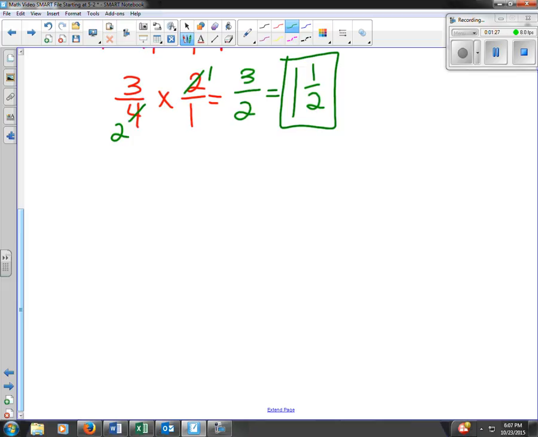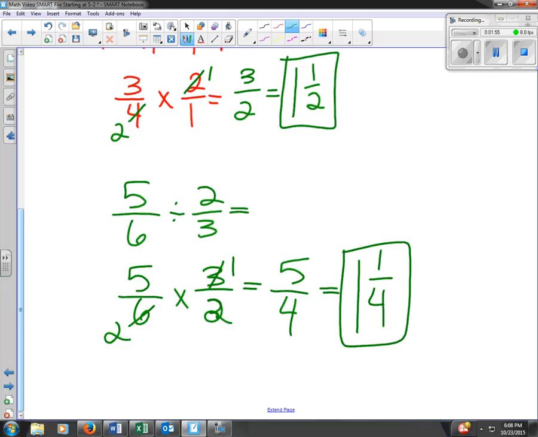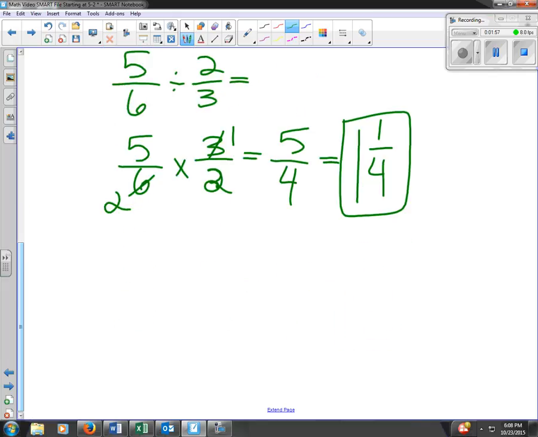Let's keep going. Let's say I have 5/6 divided by 2/3. So again, keep the 5/6, change to multiplication, flip to 3/2. Cancel things out if you can, make your life easier, and you get 5/4, because 5 times 1 is 5, 2 times 2 is 4, and then you get 1 and, I'm sorry, 1 and 1/4.